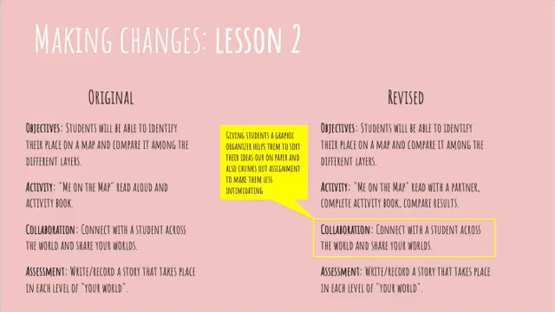So connecting with a student across the world, this I just added to add a graphic organizer in. So great, connect with the kid, what are you going to talk about? So giving them a graphic organizer to organize their ideas out on paper about what they would say to their kid when they get to talk to them.